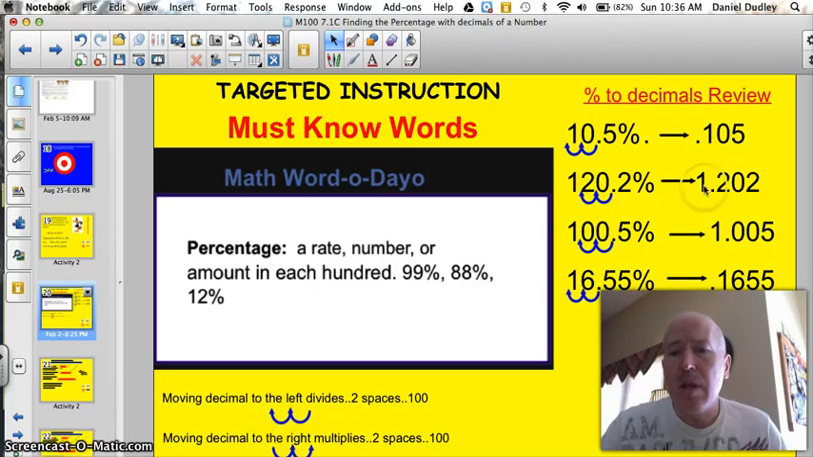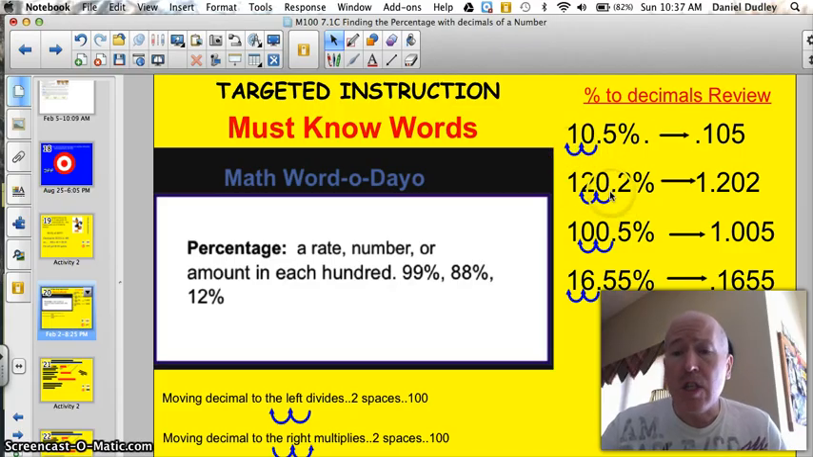All right, take a look at these examples here. Here we have 10.5%. If I move the decimal two places to the left, divide by 100, I'm going to get 0.105. Make sure you note that I didn't drop that zero. That zero needs to hold the place, otherwise it would be 0.15. That's 15%. So leave the zeros where they're at in this lesson.